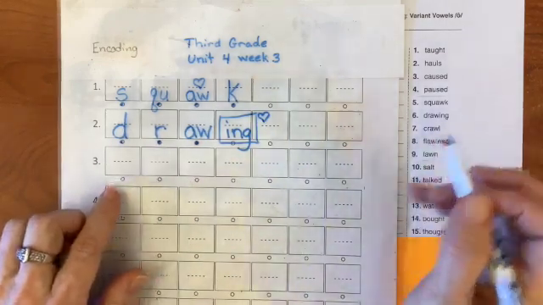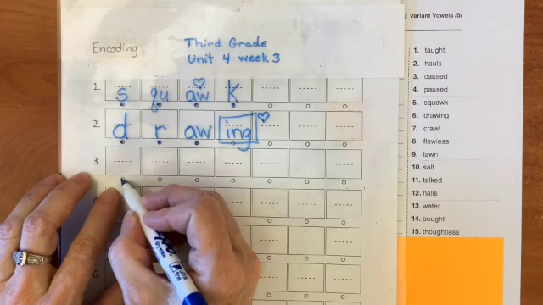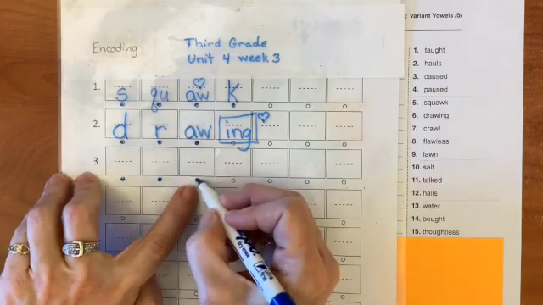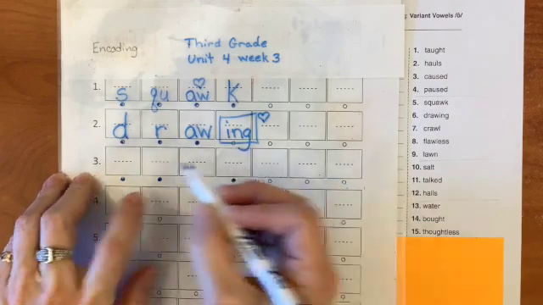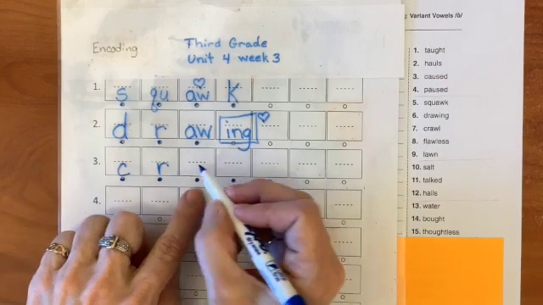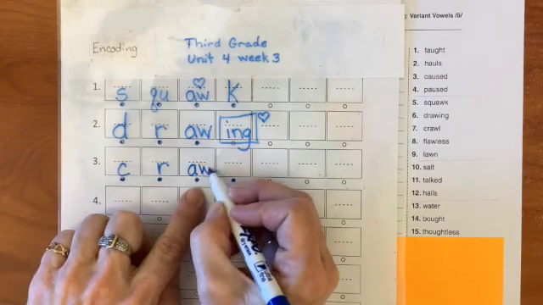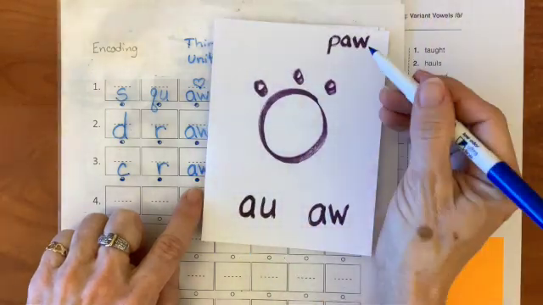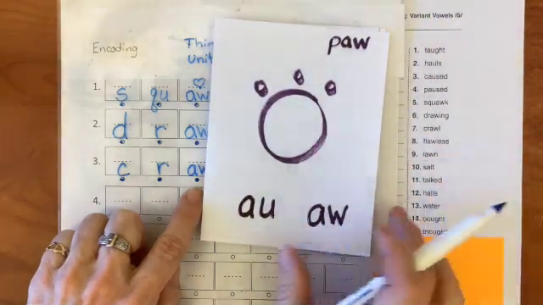The next word is crawl. K, r, you know that blend. Aw, l. Cr, aw, AW. There's your vowel pattern like paw. There it is.